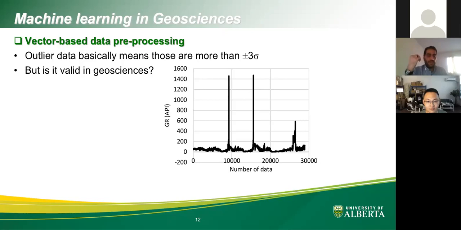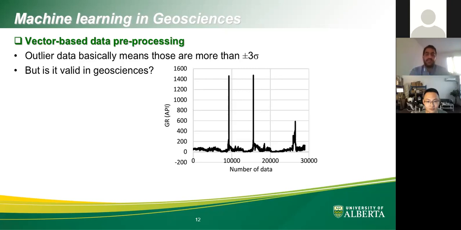I don't think so, because you can see here an example of gamma ray responses in a well logging, and you can see some peaks in the gamma ray responses. These peaks actually mean something, okay? We cannot remove that.